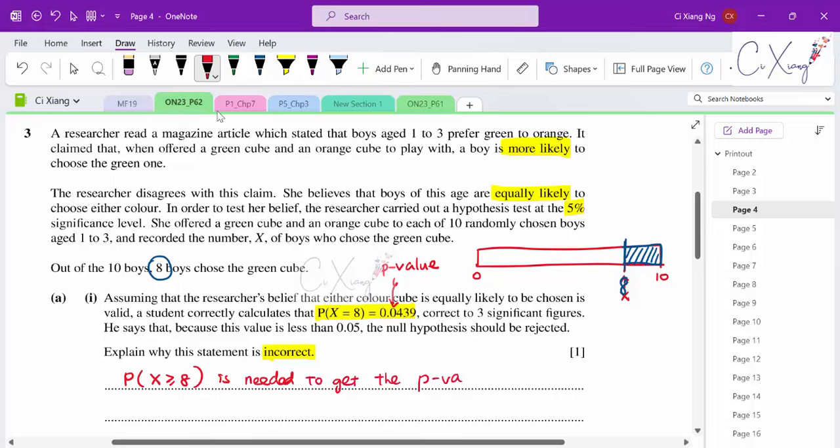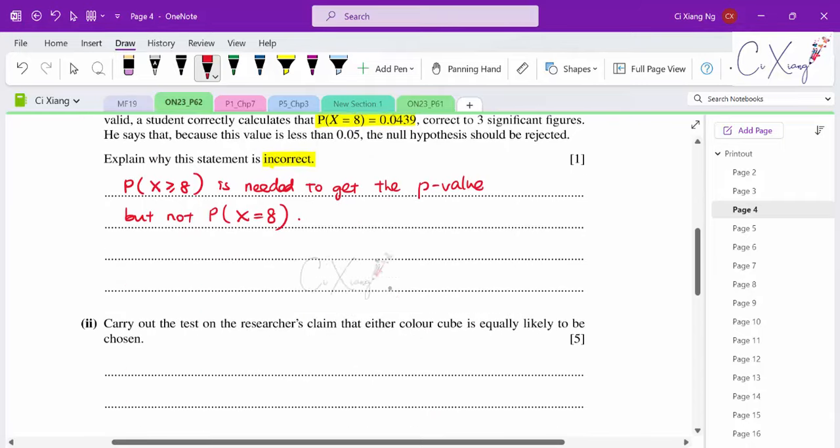But not the equals to 8 only. Okay, it's the whole area, but not the particular value for the p-value, right? Okay, so that's the reason. So let's continue to part number 2.